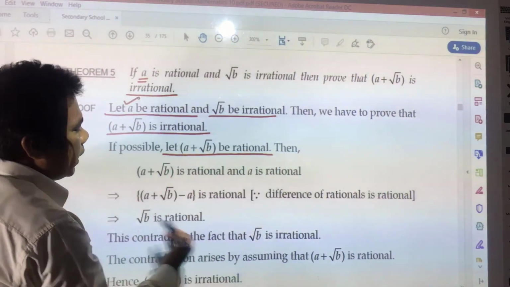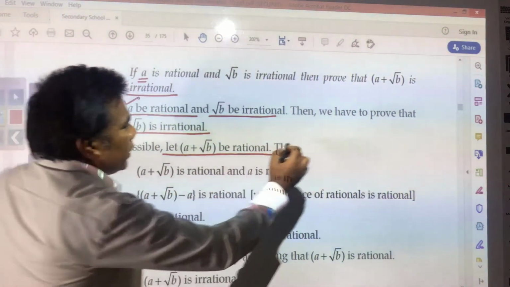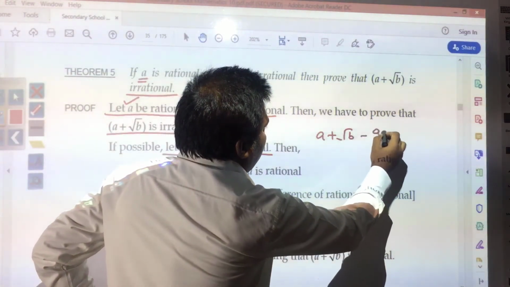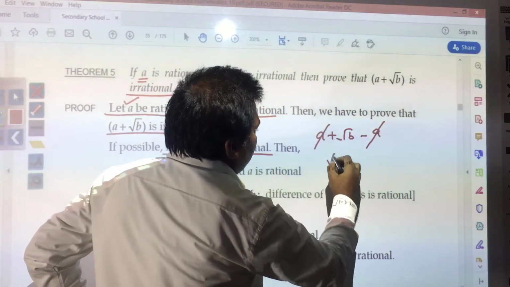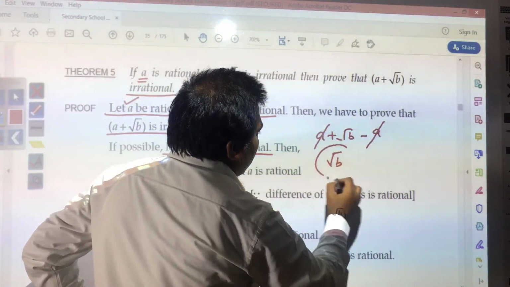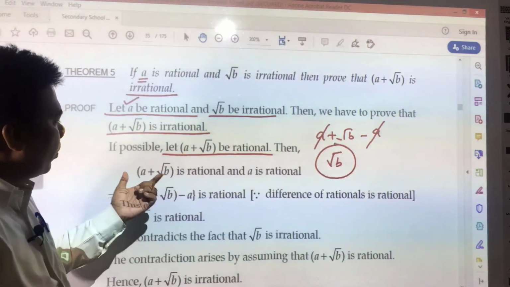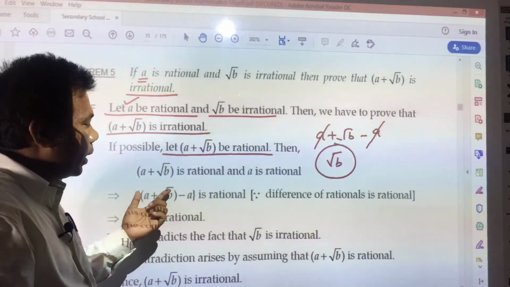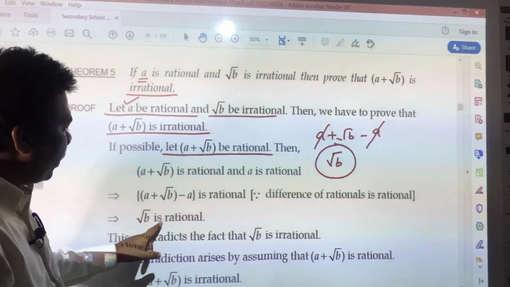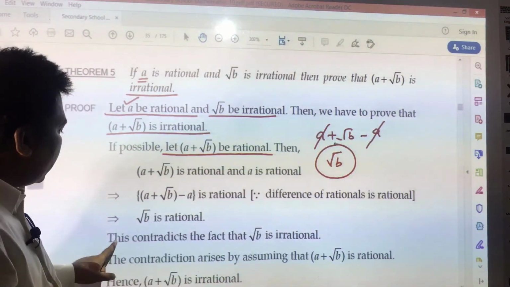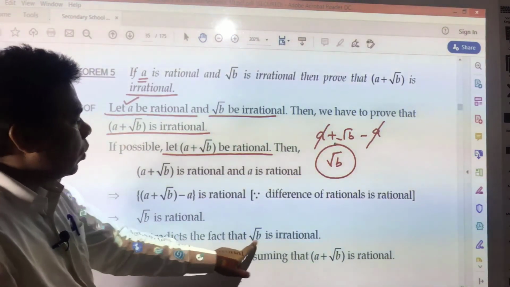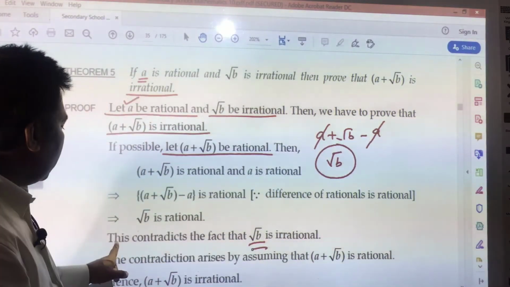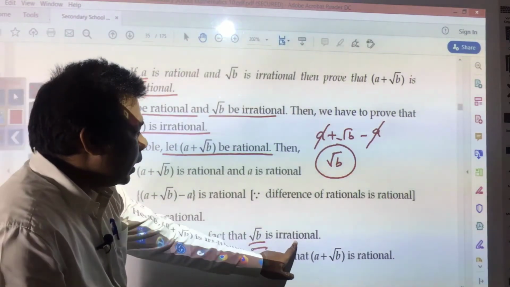So, what will you get? A rational number. So, A plus root b minus A, what do you get? Root b. So, this must be rational, because if you subtract a rational number from a rational number, the result will be a rational number. So, root b is rational in this case. This contradicts the fact that root b is irrational.